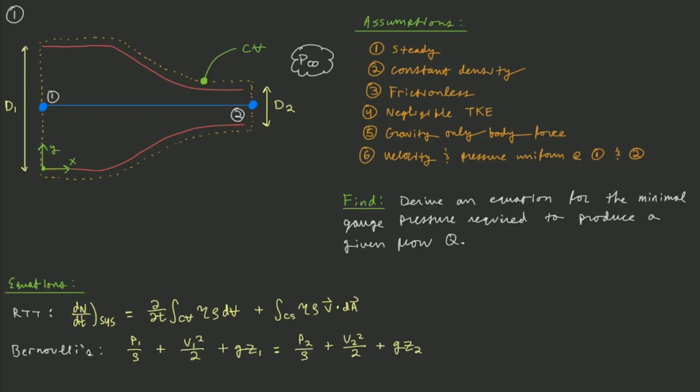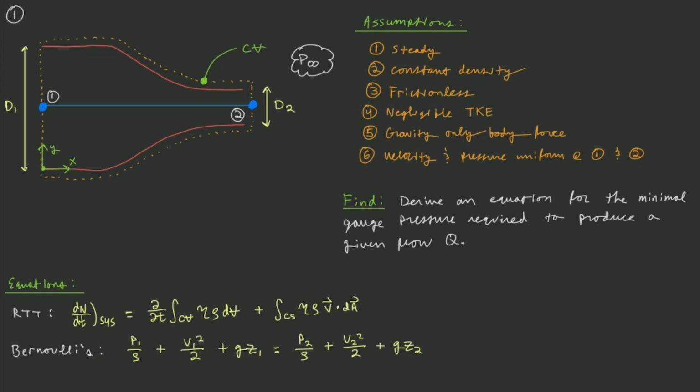So now the equations we need to solve this problem are Reynolds transport theorem and Bernoulli's equation. Reynolds transport theorem, I'm going to assume that you have a familiarity with it, but just to broadly overview it, it's essentially saying that the time rate of change of some field variable N within a fluidic system is equal to the time rate of change of that variable within a control volume plus the net outflux of that variable from the control surface. And we'll go over the application of that on the next slide.